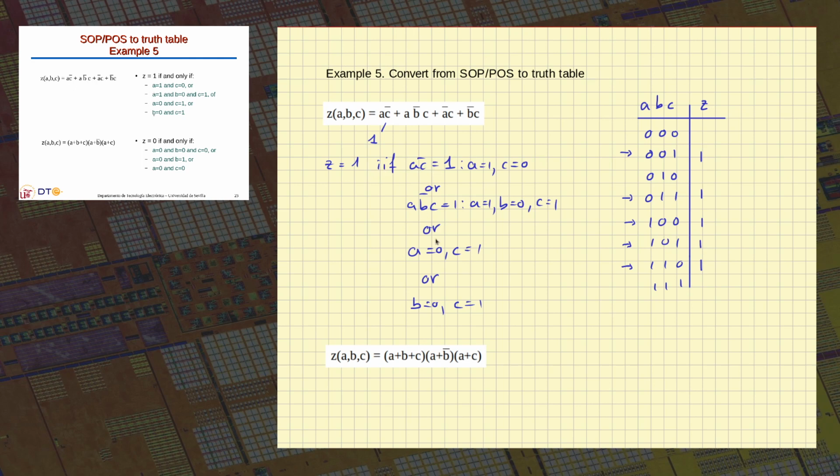And in any other case, no term will be 1, so I'll have a sum of zeros and the function will be 0. So in any other case, my function will be 0. Okay? So the idea is, with a sum of products, it's easy to find out in which cases the function is 1.